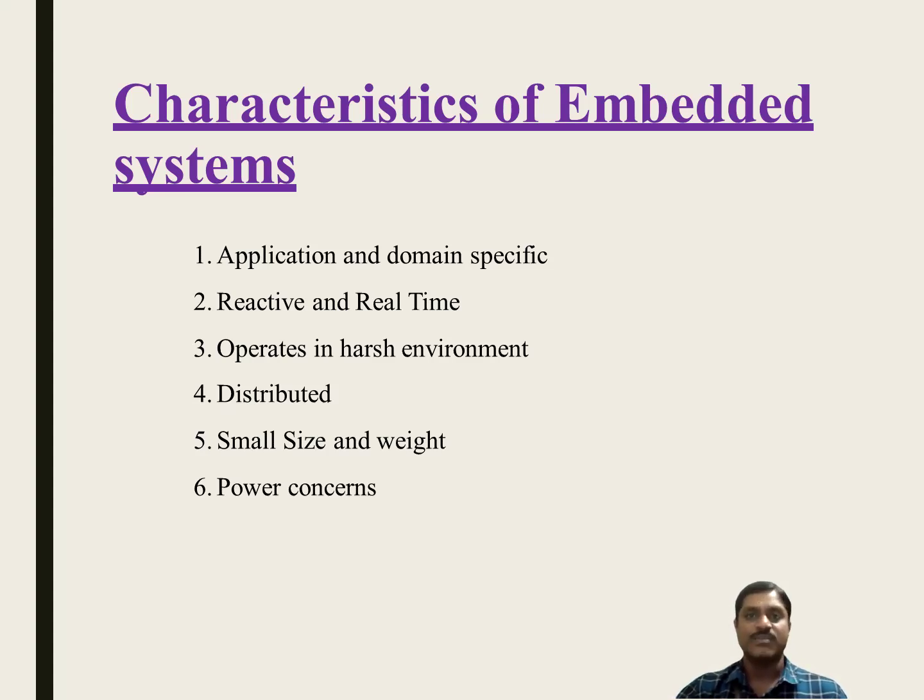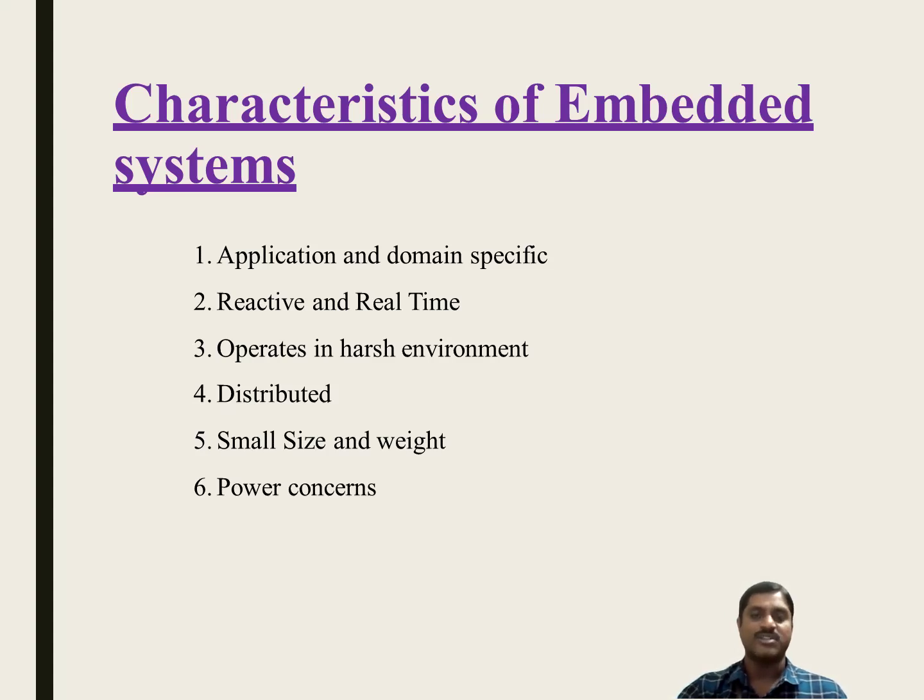The real-time characteristic means the timing behavior of the system should be deterministic. That is, the system should respond to a request in a known amount of time. Okay, what are the examples of reactive and real-time systems? Embedded systems which are mission critical, like air navigation system, flight control system, anti-lock brake system, etc., are real-time systems. And the third characteristic is that it operates in harsh environments.